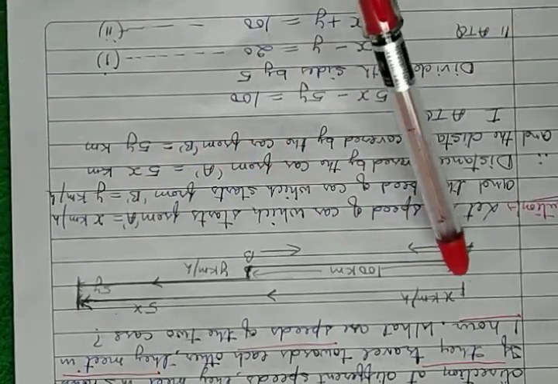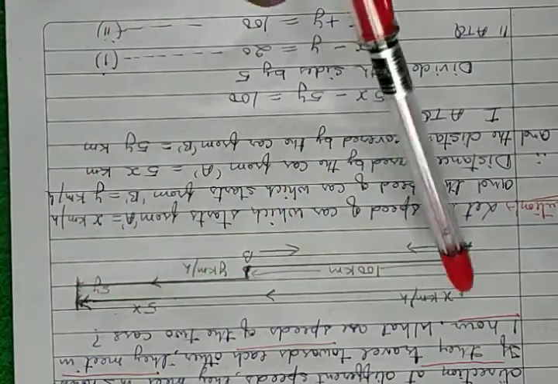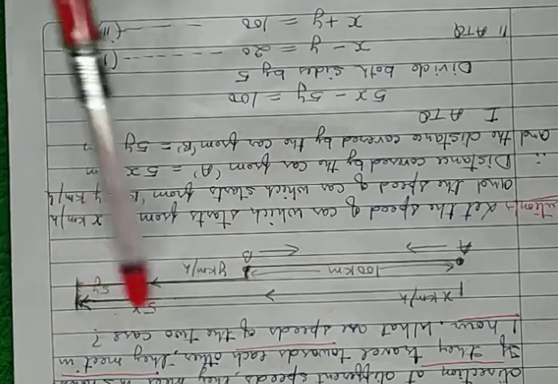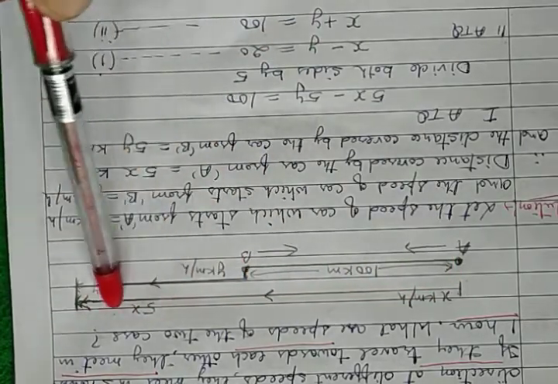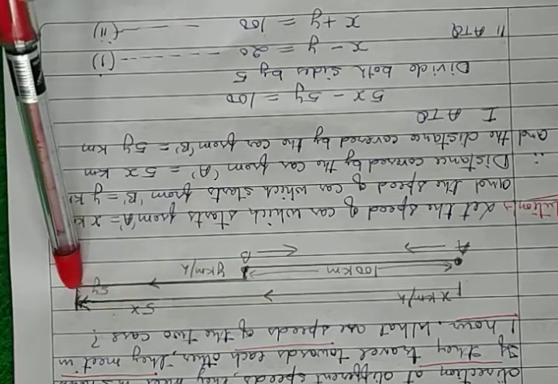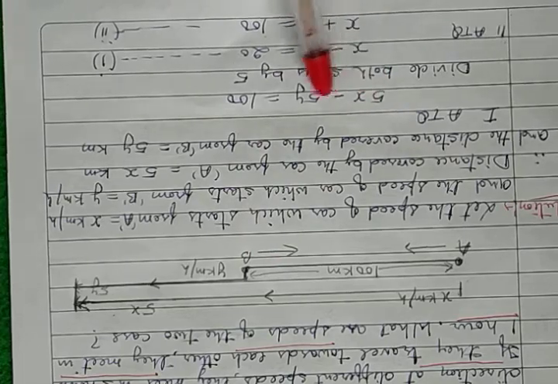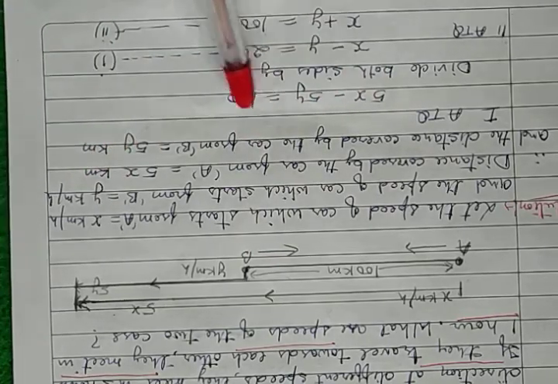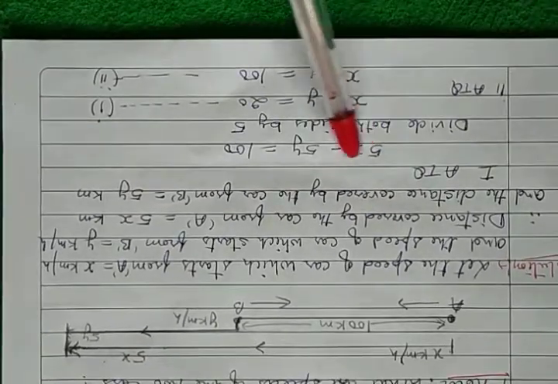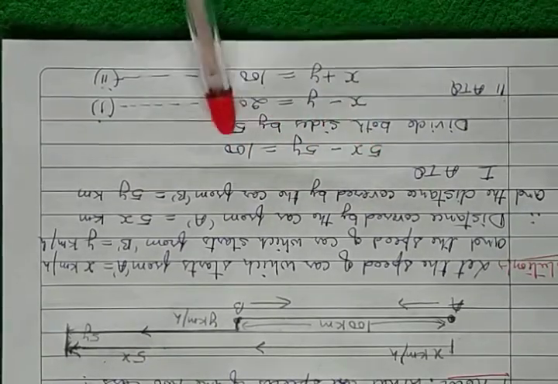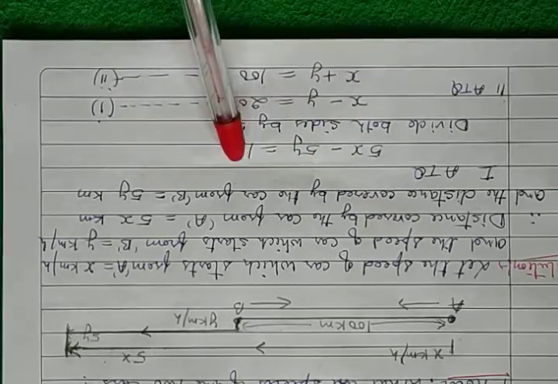One car travels this distance and the second car travels this distance. So what is the difference between the distances of these two? Since the first car is traveling more, how much more? 100. That's why 5x minus 5y is equal to 100. It is the difference. These are multiples of 5, so divide both sides by 5. X minus y is equal to 20.